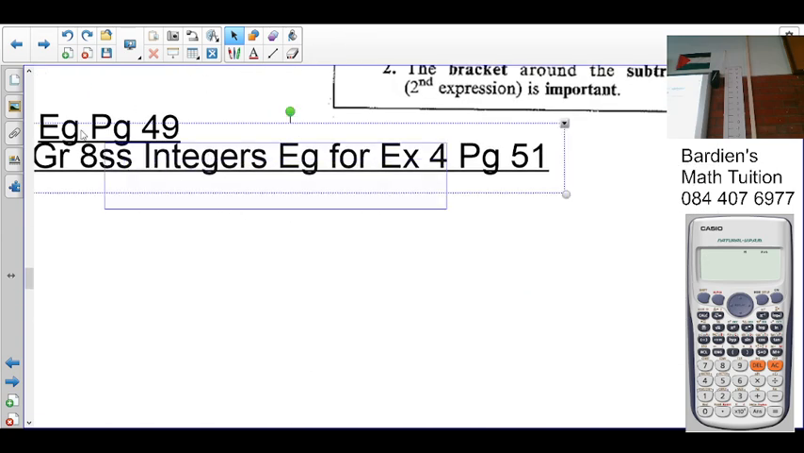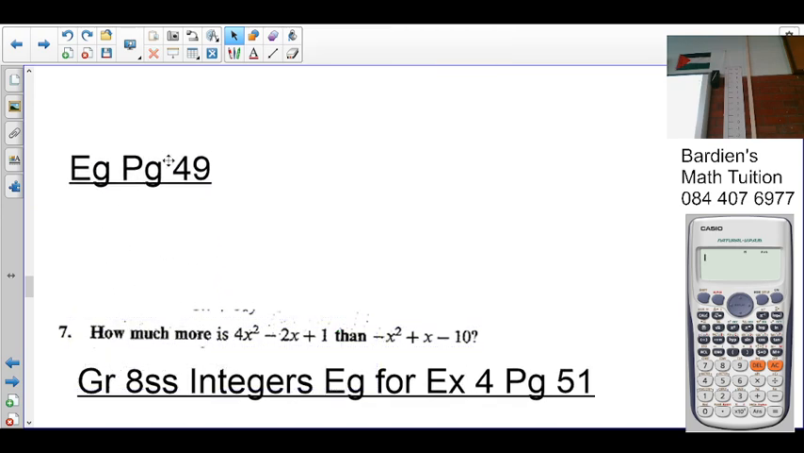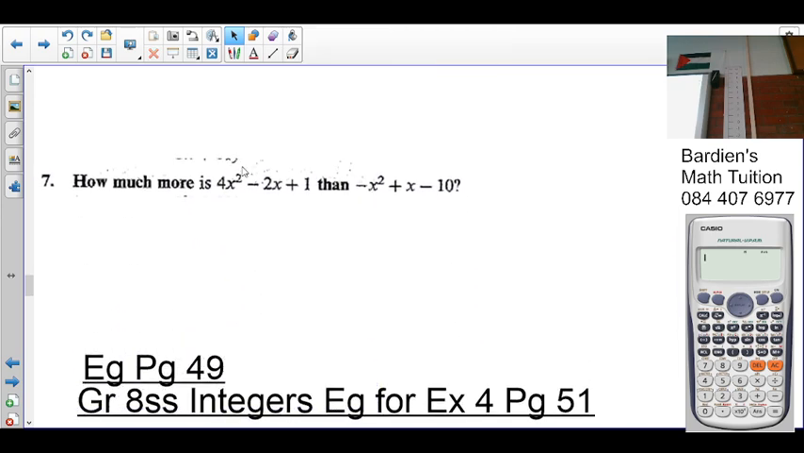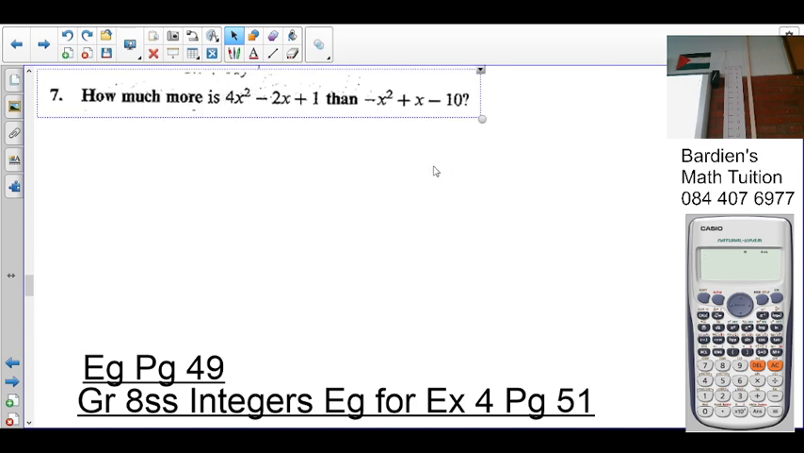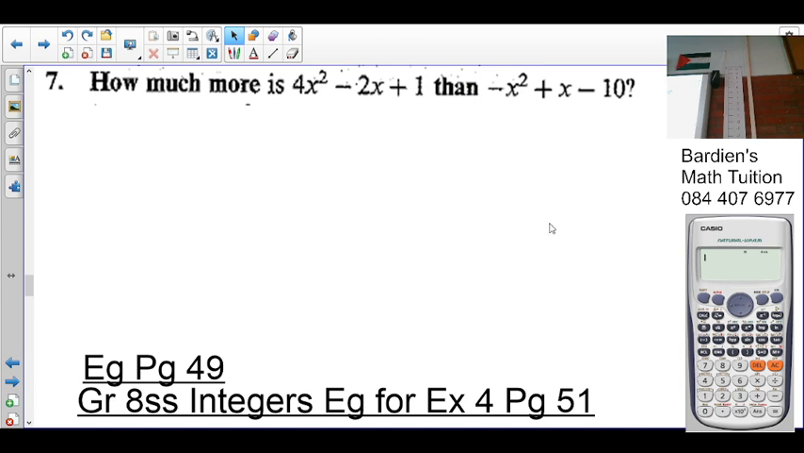Alright, people, just look at number 7, example, on page 49. How much more is 4x squared minus 2x plus 1 than negative x squared plus x minus 10? People, let's go again. If this was 18 and 10, how much more is 18 than 10? How do I get that? 18 minus 10.